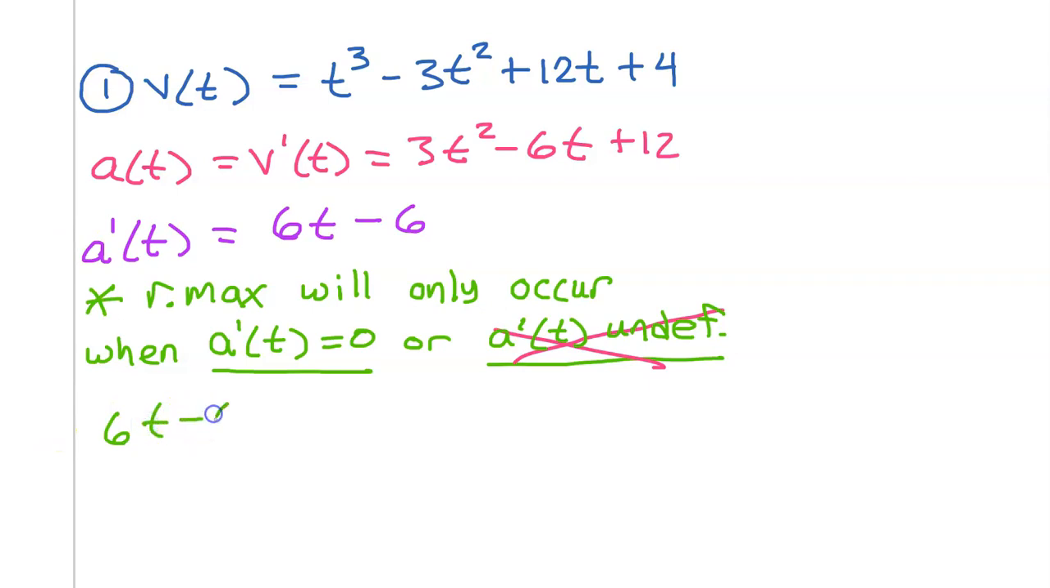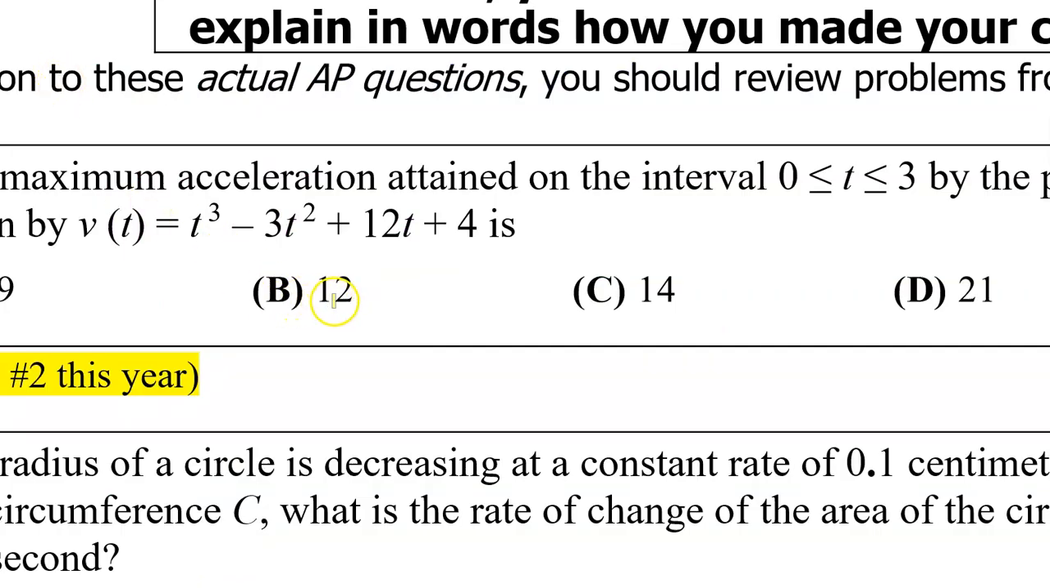Let's set 6t minus 6 equal to 0 and solve. Adding 6 to both sides, we get 6t is equal to 6. Dividing both sides by 6, we get t is equal to 1. This is called a critical number, and it is a possible time of the maximum acceleration. But what are the other possible times of maximum acceleration? We are asked to maximize the acceleration on the closed interval from 0 to 3. The endpoints of this interval are also possible times of maximum acceleration.